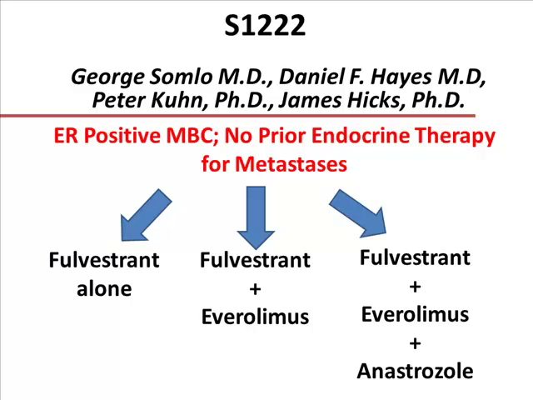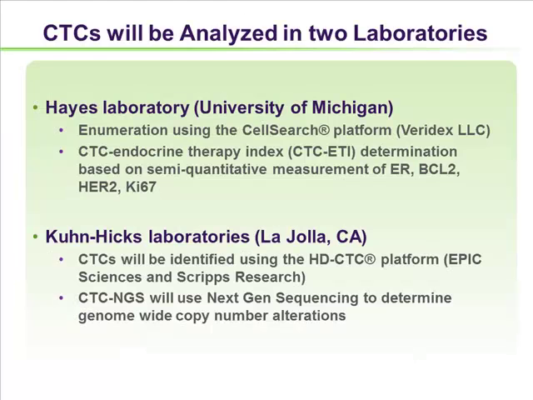In a future study, we're going to look at CTCs, led by George Somlo, and we'll be talking more about this at the breast meeting tomorrow, so I encourage you all to come. It's a real collaboration between my own lab and that of Peter Kuhn from California and James Hicks from Cold Spring Harbor, in which ER-positive breast cancer patients who've had no prior chemotherapy for their metastasis will be randomly assigned to fulvestrant plus everolimus, based on the BOLERO data, and fulvestrant plus everolimus and anastrozole, based on Rita Mehta's study from SWOG suggesting that fulvestrant plus anastrozole is better than anastrozole alone.